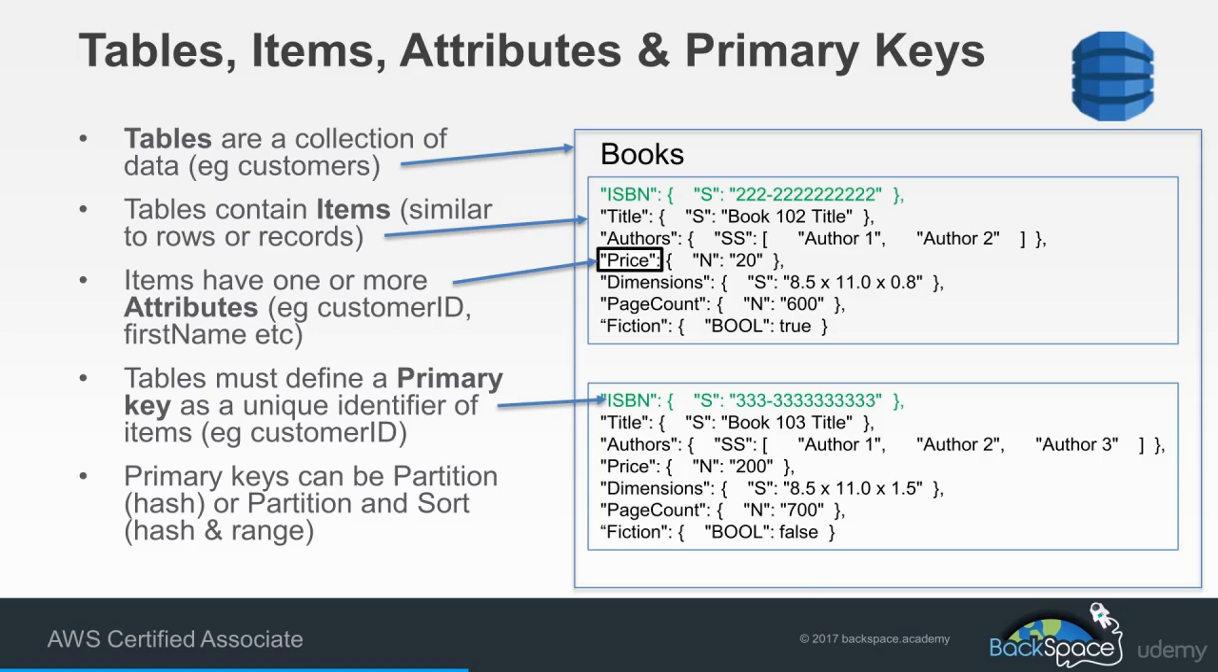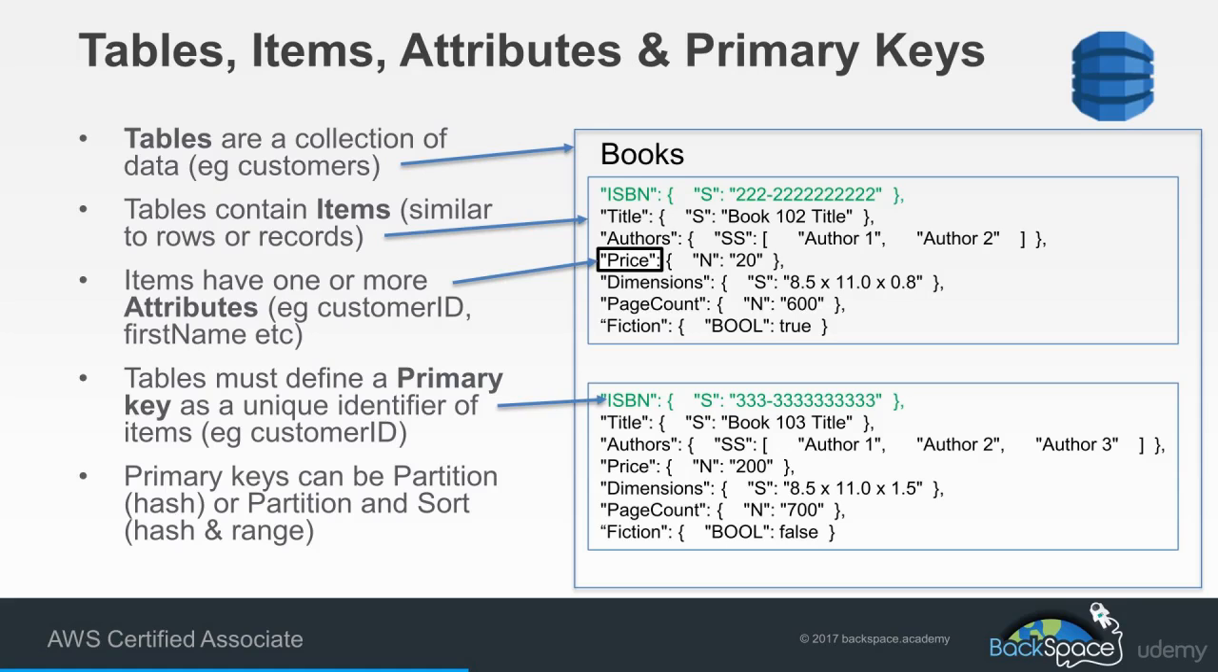And then you would have attributes. So items would have attributes. An individual customer inside of that customer table would have a customer ID. They'd have a first name and a last name. And tables must define a primary key as the unique identifier of their items. So each item would have a customer ID in that customer table as an example of a primary key.